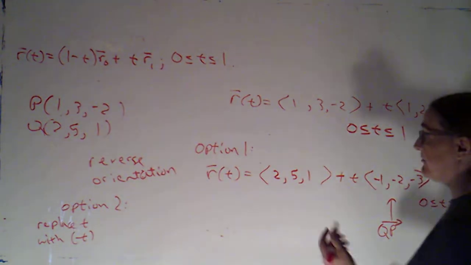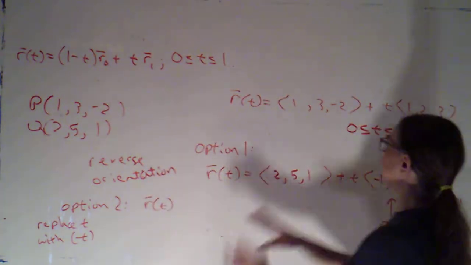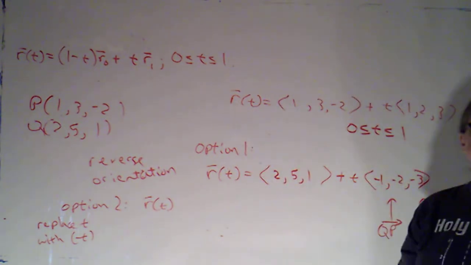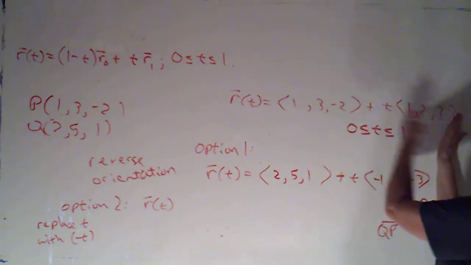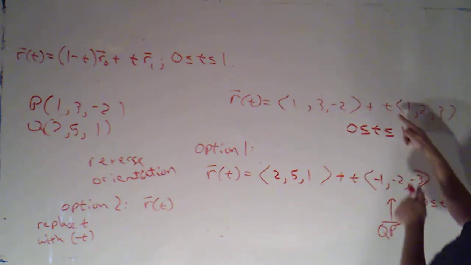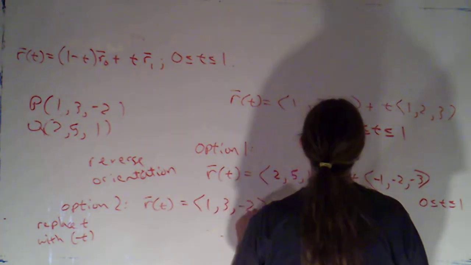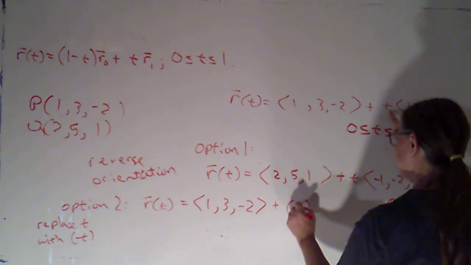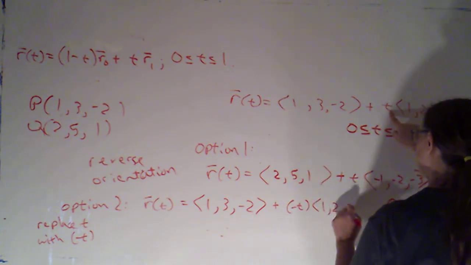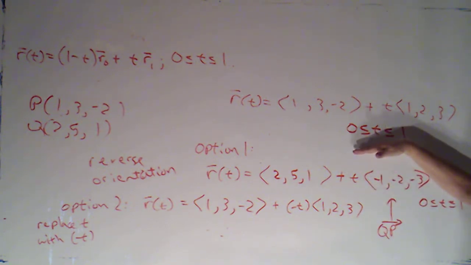But let's be very careful, okay? Now, I don't replace this t with the opposite of t. If I replaced every single t with the opposite of t, I'd just be giving a different name to my parameter. I replace the t on the right side in the formula for calculating r of t with the opposite of t. So if I did that, that would become 1, 3, negative 2 plus negative t times 1, 2, 3. But be very careful. If I just copy this, I'm going to get the wrong line segment.